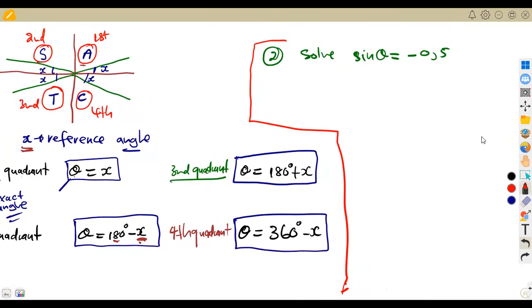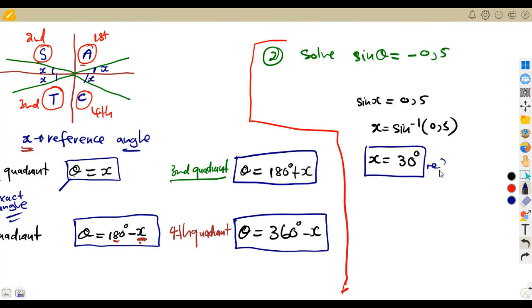The reference angle, you ignore the sign that you see here. The reference angle does not affect the sign. So you ignore this sign and write sine of x is equal to 0.5. You ignore this sign. So meaning to say x is going to be equivalent to arcsine of 0.5. And we saw previously on our calculator that arcsine 0.5 gave us 30 degrees. So this is our reference angle in this case. This is our x representing our reference angle.